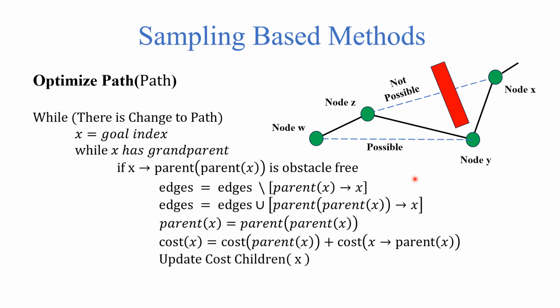Finally, we must update the cost of all the children of X, which are down the path towards the goal, because their cost will also change once we change the cost of this path. Then we're going to set X to the parent of X just to move on to the next node.